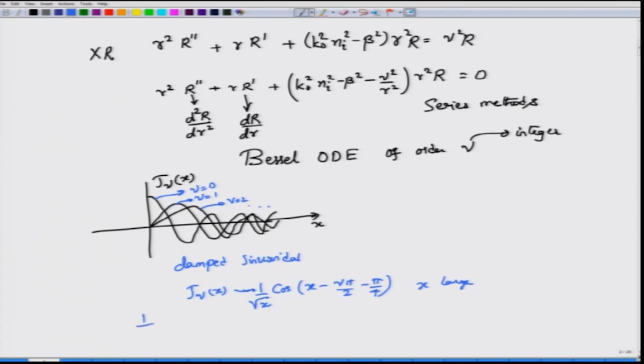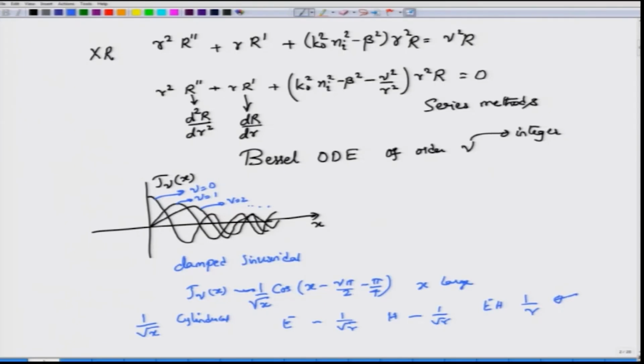This 1 by root x is a characteristic of cylindrical waveguides, because when the electric field goes as 1 by square root r and the magnetic field goes as 1 by square root r, together the product E H, which would be your Poynting vector, I am not writing the vectors, I am just giving you the basic idea, will go as 1 by r, right. So, this is the characteristic of a cylindrical waveguide system.